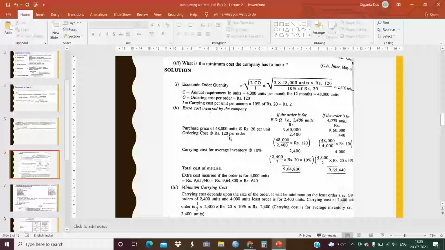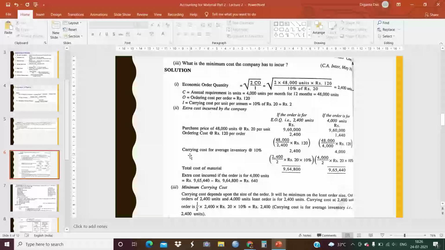Or you may write it like that also: 48,000 divided by 2,400 into 120. Same thing for 4,000 units: 48,000 divided by 4,000, that means 12 into 120. So it will be 1,440. This is ordering cost. Next, carrying cost, average carrying cost.